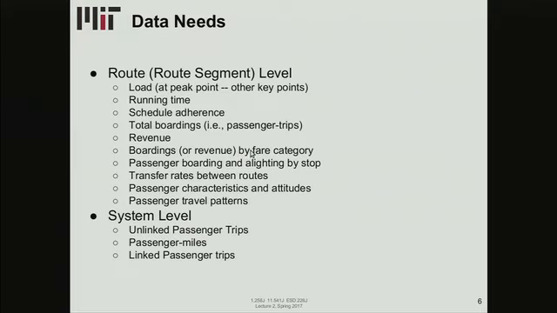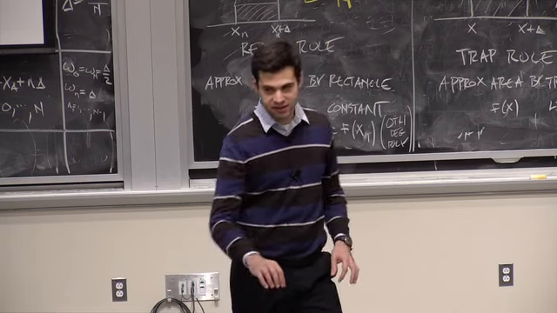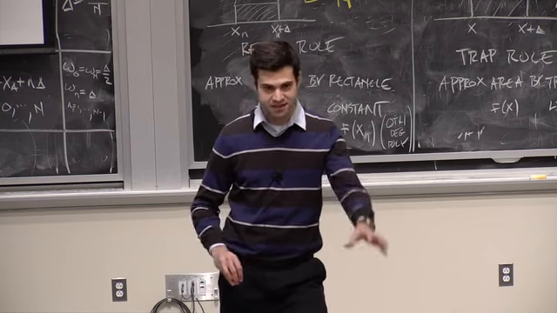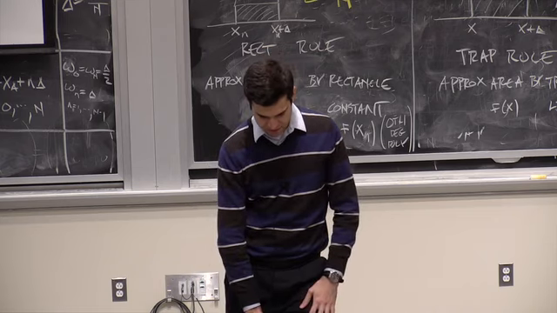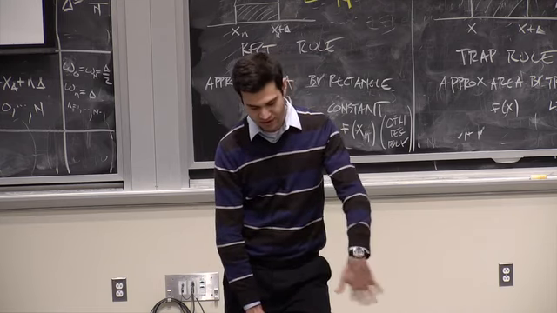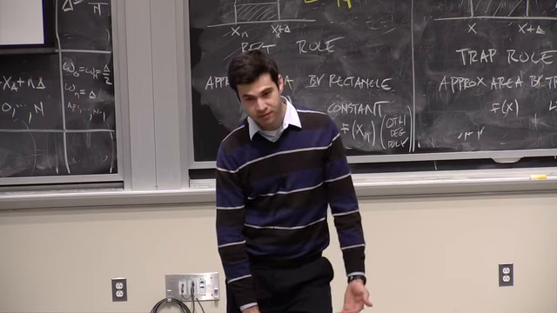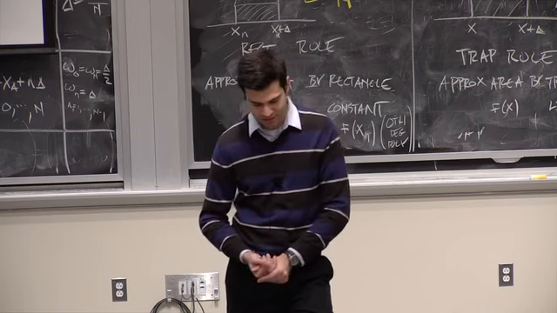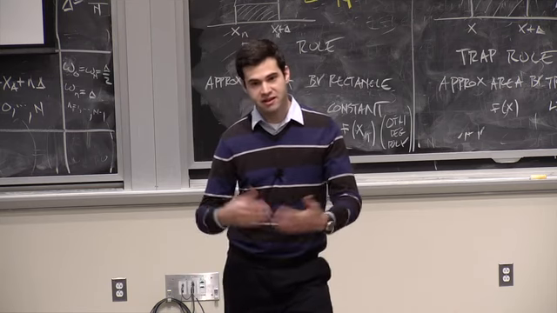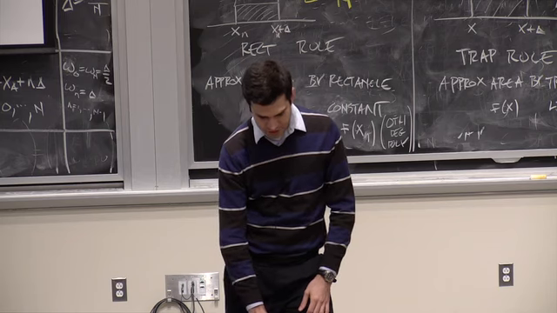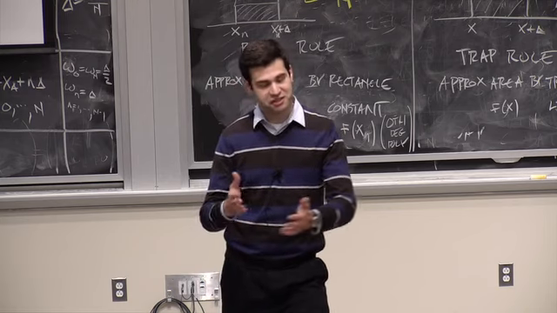Boardings by fare category. So you might say, well, I want boardings, but I want to know how many seniors are using this and how many students are using this and how many people are using monthly passes and how many people are using pay per ride, right? So you have different fare categories, and you might want to segregate the data by that. You might want passenger boarding and alighting by stop. So that's what APC would give you if you have an automated system. But you might also use a ride checker who sits on the bus and counts people boarding and alighting. Transfer rates between routes to see, maybe you're looking at changing service so that people don't have to transfer.